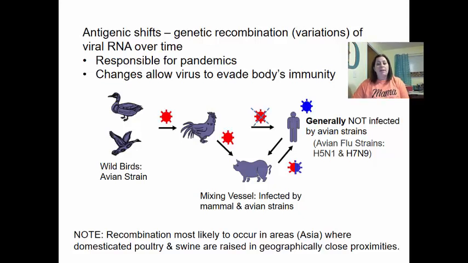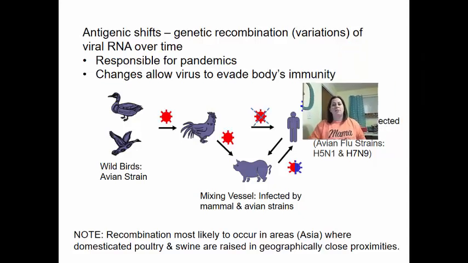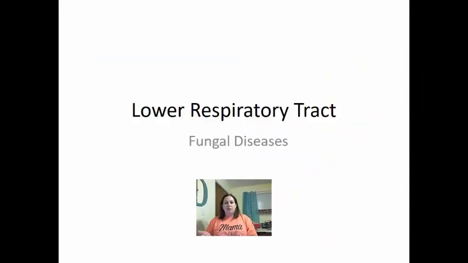Now note, recombination is most likely to occur in areas of Asia where domesticated poultry and swine are raised in close proximity. All right, so they're raised in close proximity, so we see this more often in Asia. This is one reason why we use Asia as a way to predict what potentially will happen, because we see some of those shifts and changes earlier over there than we do in other parts of the world.